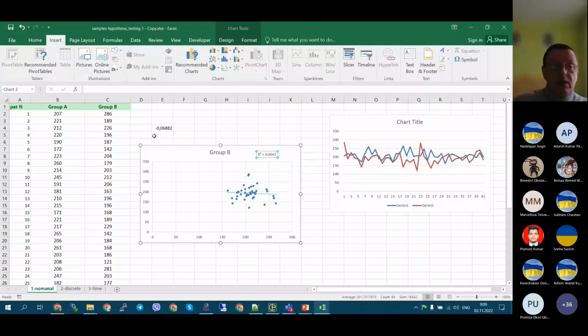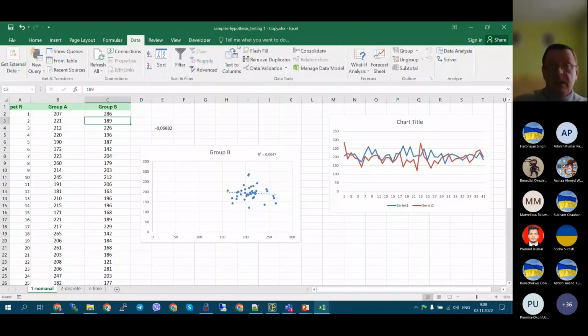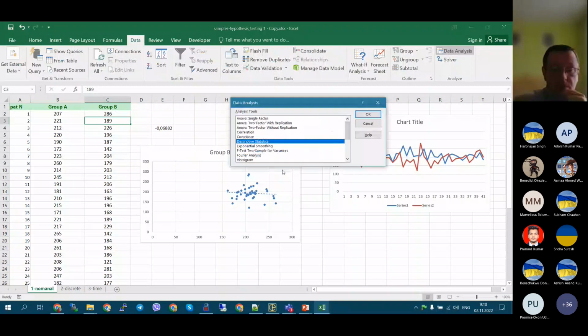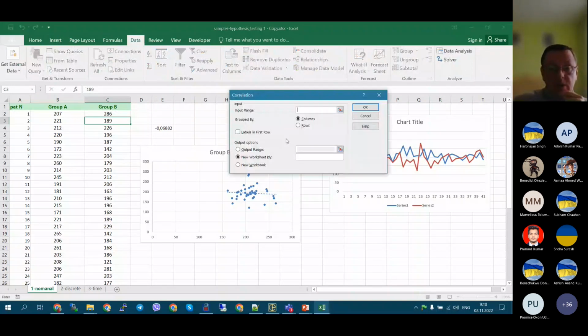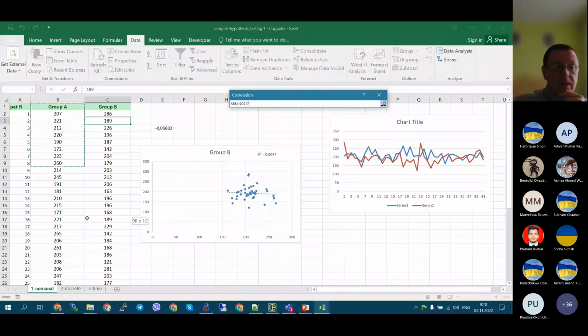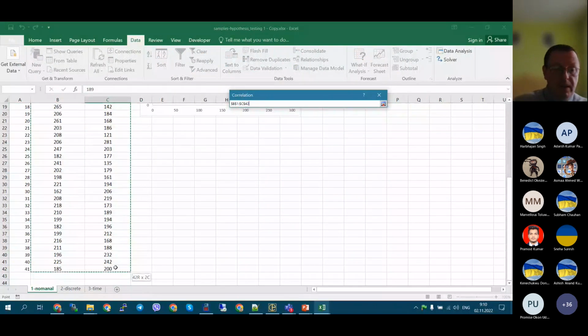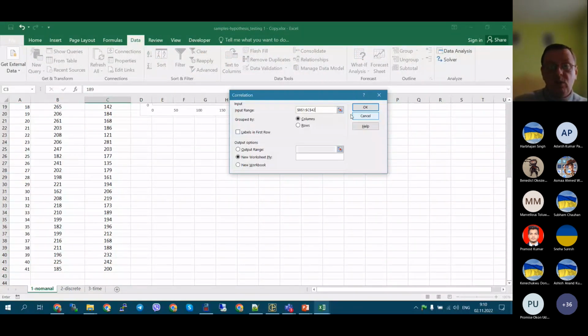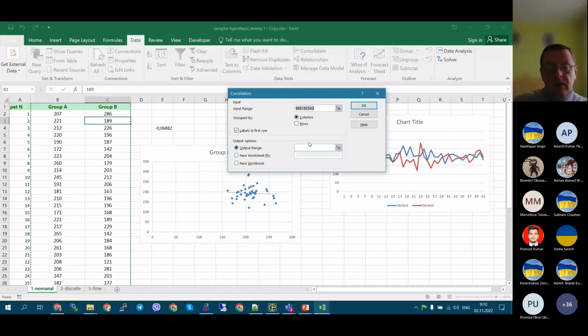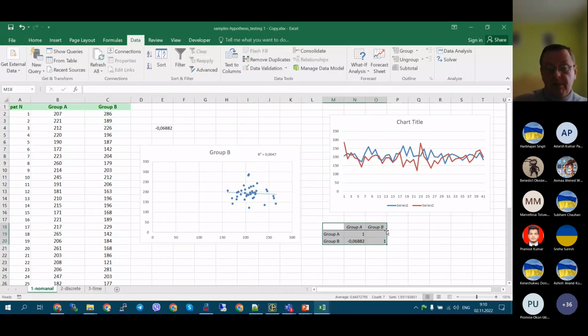Same way you can use, for example, the Analysis ToolPak with the correlation tool. As I already said, it's mostly better to use it when you want to calculate correlation for multiple variables, because in this case you just get exactly the same value as in the previous case. So we have a moderate negative correlation.